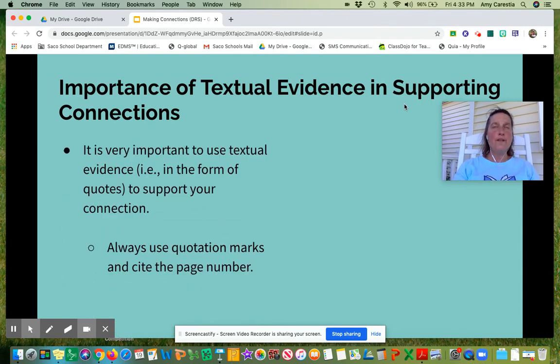It's very, very important for you to always use quotation marks when you are copying directly from a book or a magazine or a newspaper article. And you also need to cite the page number. So we will work on those continuously all this year. This is extremely important so that you don't end up plagiarizing information that wasn't yours.